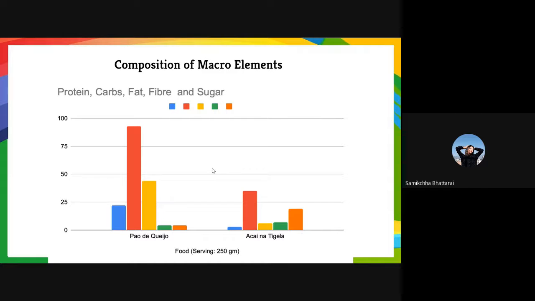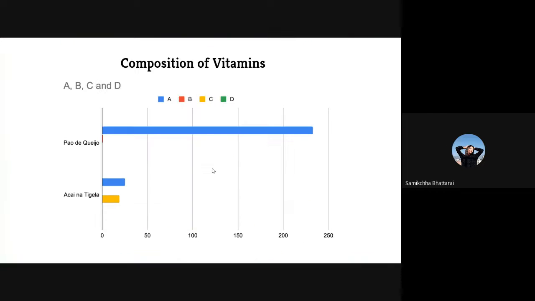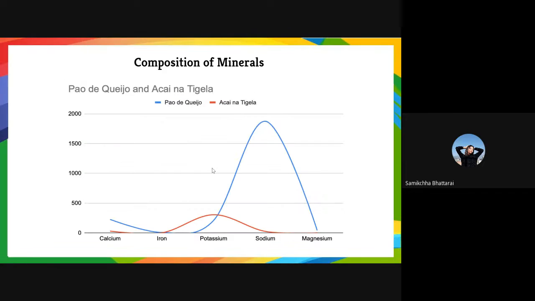Now, on the next slide, I'm going to talk about the composition of minerals. As you can clearly see, Pao de Queijo had a maximum amount of sodium. And in Açaí na Tigela, there was a maximum amount of potassium found. Sodium and magnesium were nearly nil in Açaí na Tigela, and in Pao de Queijo, iron was very less.